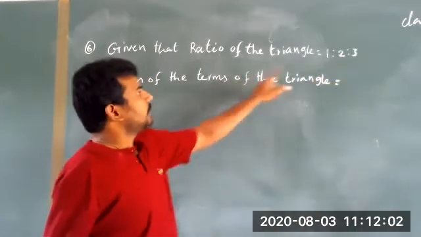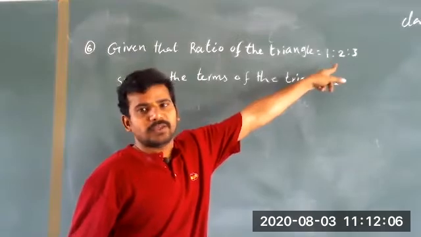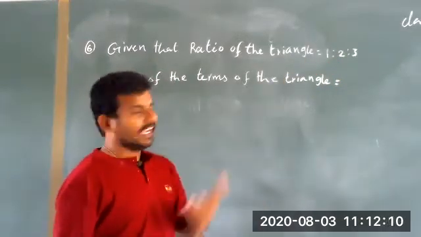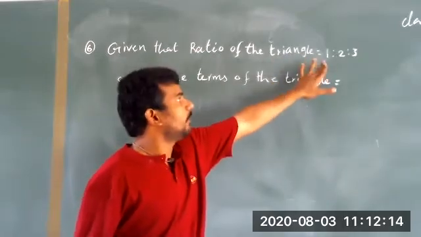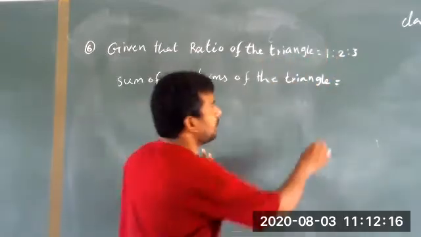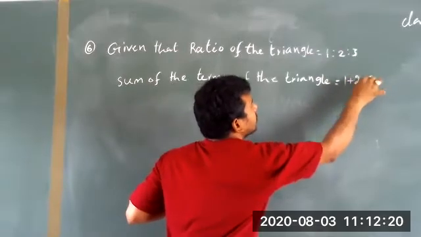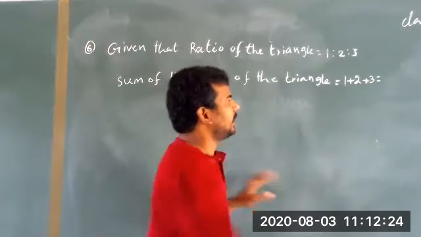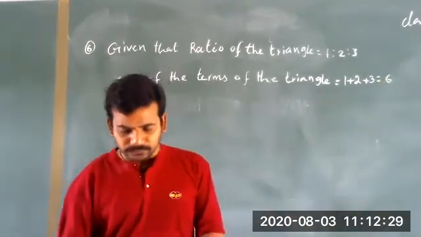What is the meaning of terms here? Terms mean 1, 2, 3. First term is 1, second is 2, third term is 3. The sum of the terms of a triangle. In a triangle, how many angles are there? 3 angles. So here 3 terms are given: 1, 2, 3. So the sum of the terms of the triangle means 1 plus 2 plus 3 total. 1 plus 2 is 3, 3 plus 3 is 6. Total how many, children? 6.